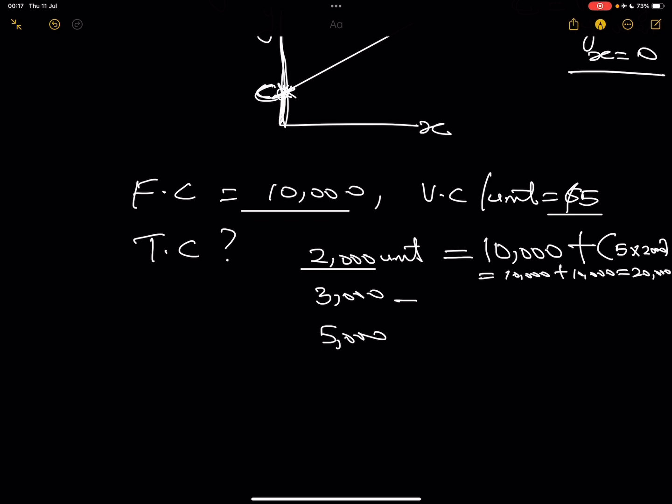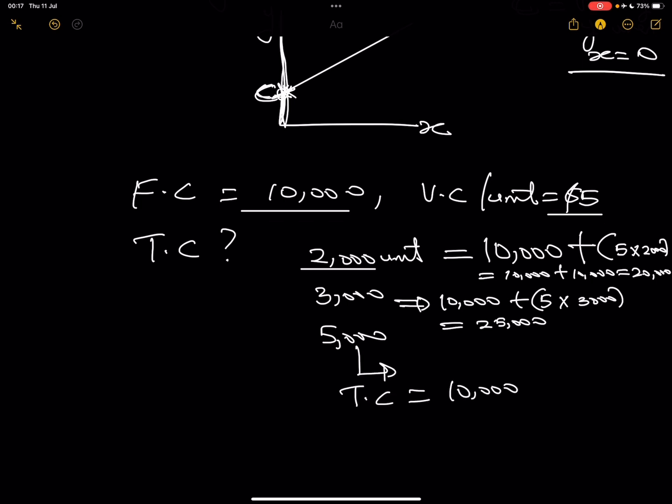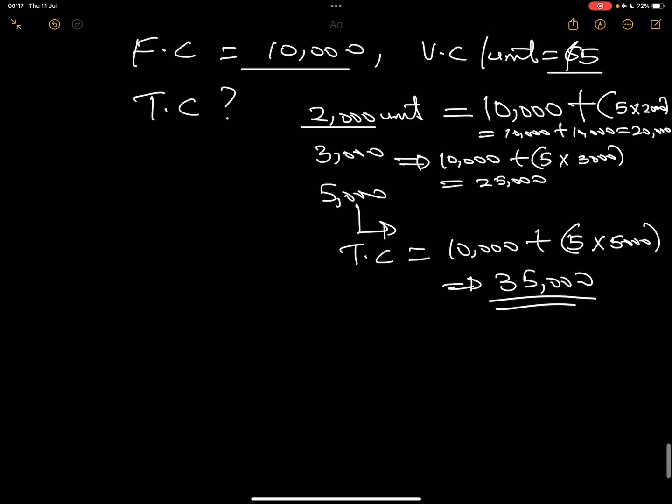The same thing we can do for 3,000 activity. Fixed cost remains fixed because it's fixed cost, plus $5 per unit multiplied by 3,000 units. And that will give us 25,000 as total cost. For 5,000, our total cost will still be equal to fixed cost of 10,000 plus $5 per unit times 5,000 units. And that will be a total cost of 35,000. So you can see invariably that what we've done here is that the total cost is equal to fixed cost plus variable cost.